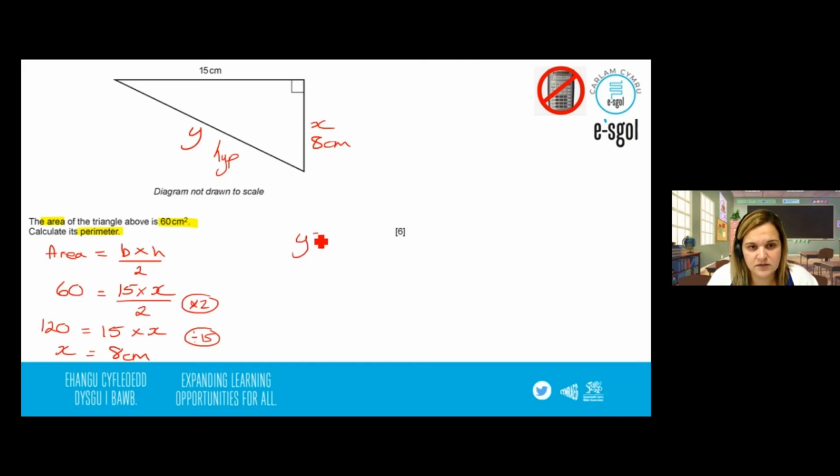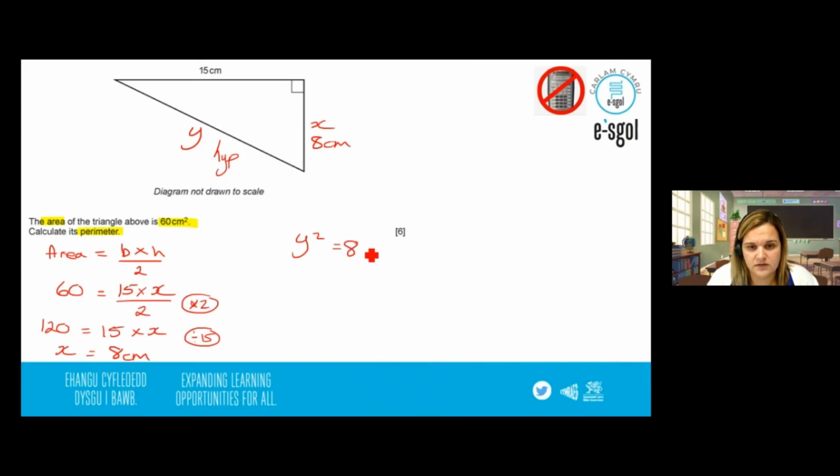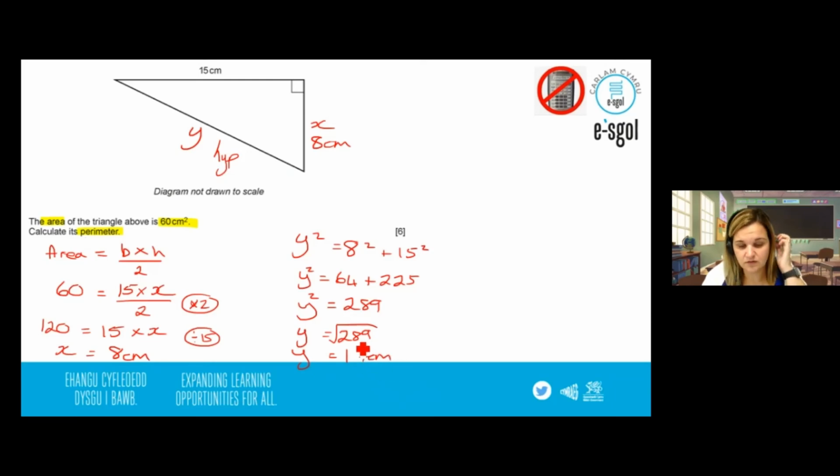So we've got y squared is equal to 8 squared plus 15 squared. I'm going to square both values, so I've got 64 add 225. I've missed my square there. Giving you 289. And then if you take your square root to get your answer, you will have 17 centimetres. Now I have enough information to find the perimeter.